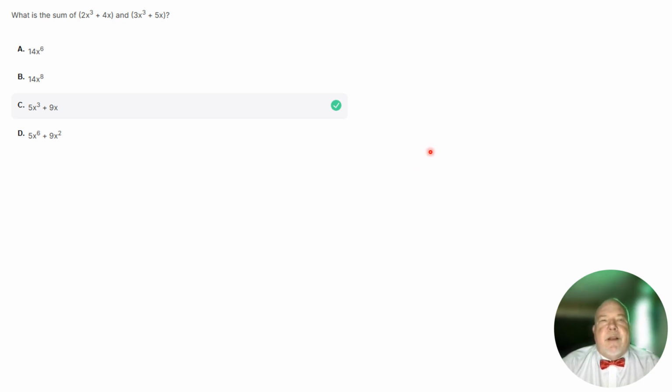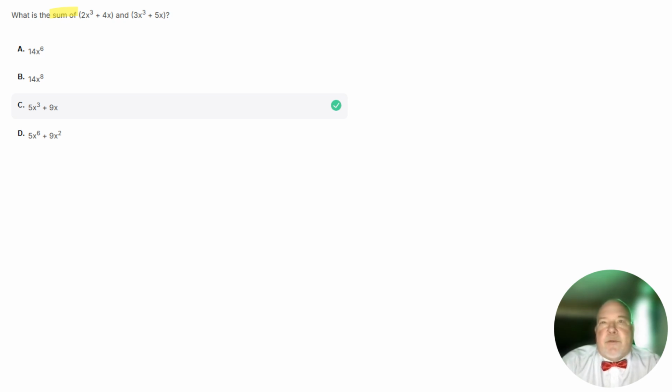This is a problem involving combining like terms. So the question is, what is the sum of this expression and this expression? So first of all, you need to make sure you know what sum means. Sum means addition. So we're going to be adding these together.